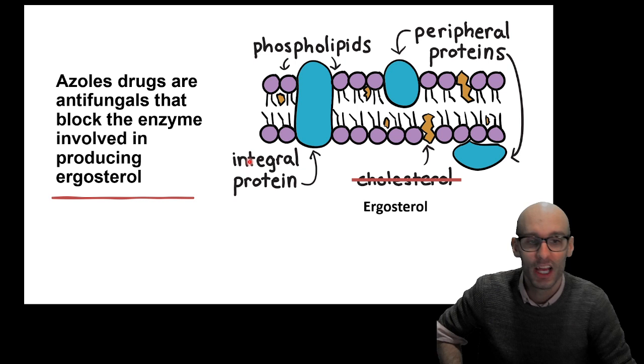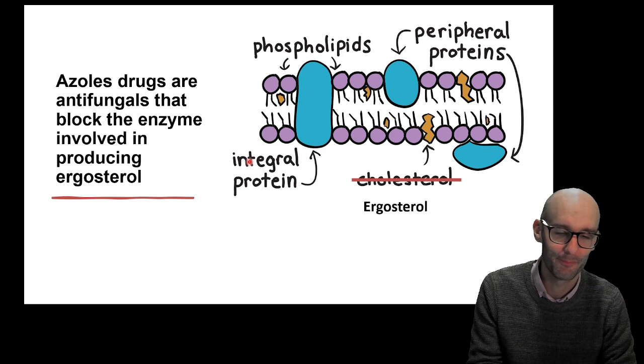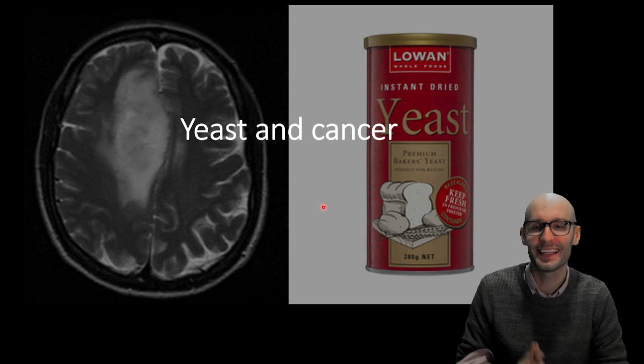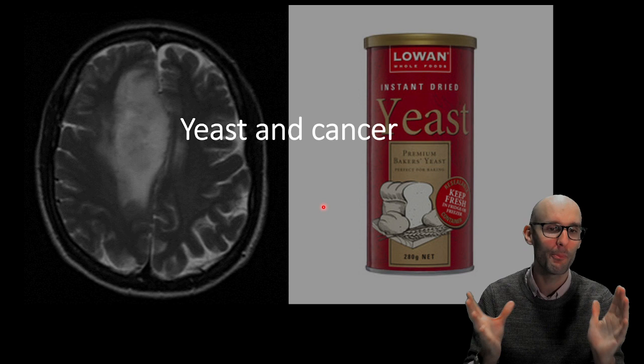So you find a molecular difference and you target it molecularly. And that's how we end up with selective toxicity. And this fungus example is a great example. So up next, I'm going to take you through a connection between yeast and cancer. And no, that's not that yeast causes cancer. It's how researching yeast, regular old baker's yeast, helped us answer really important questions around cancer.